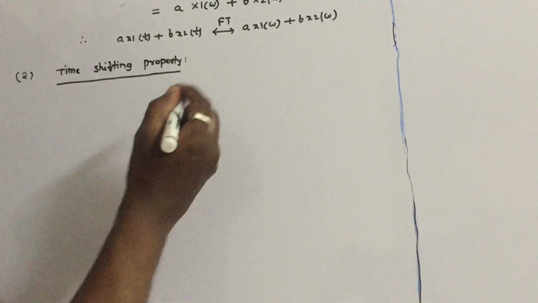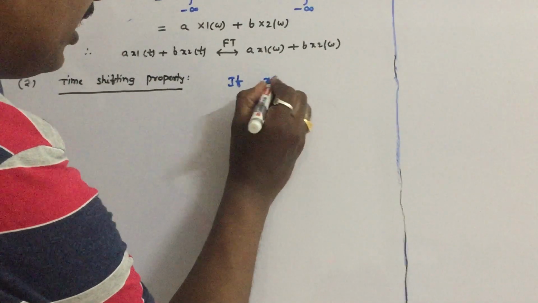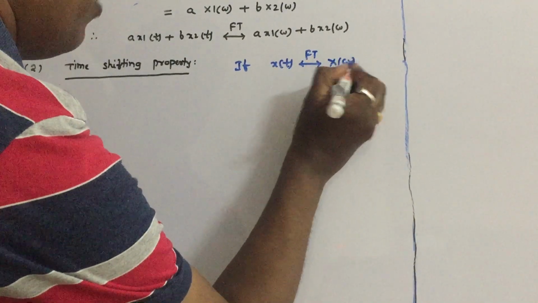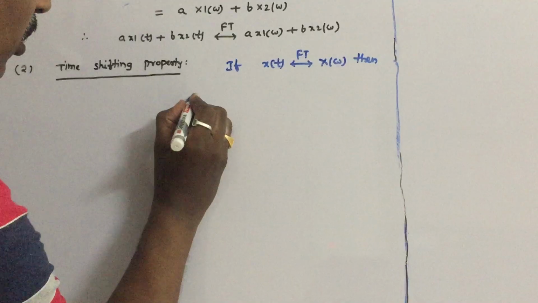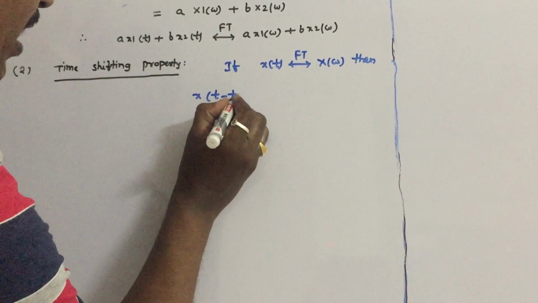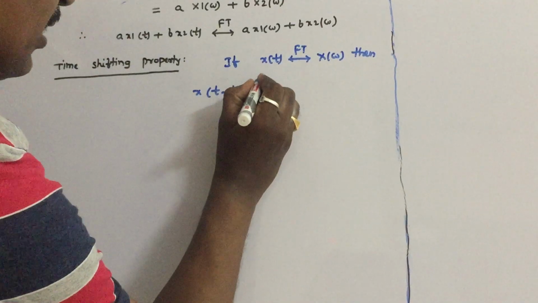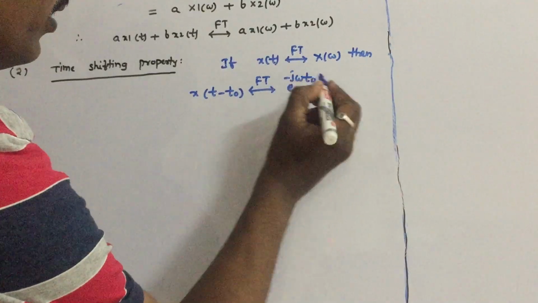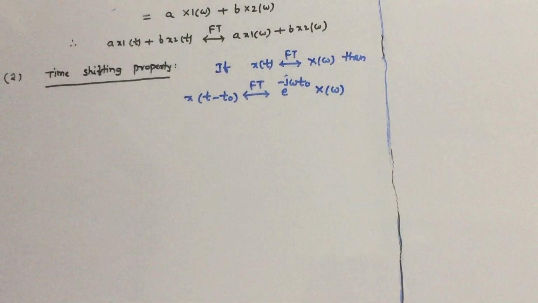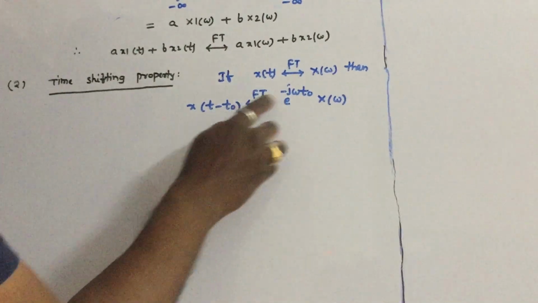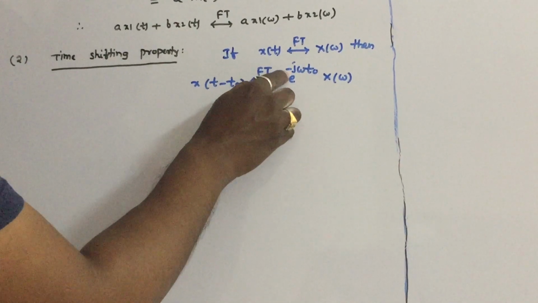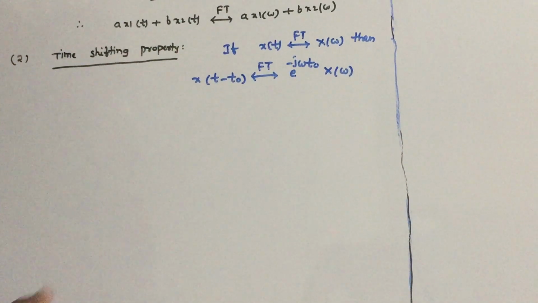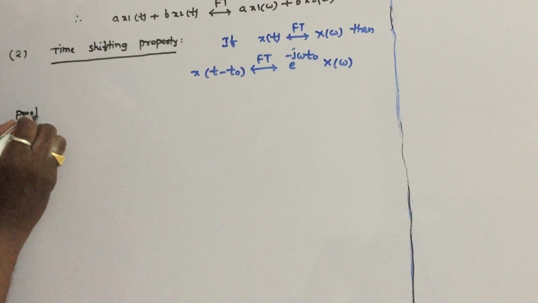So what we write? Time shifting property. If x of t's Fourier transform is say x of omega, then what we have to do? Time shift x of t, that is x of t minus t naught, Fourier transform is, here minus is there, e power minus j omega t naught into x of omega. If plus is there, we have to take plus. In time shifting, if minus is there, you have to keep minus. If plus is there, you have to keep plus. Remember that hint.